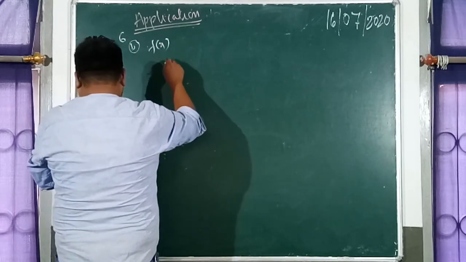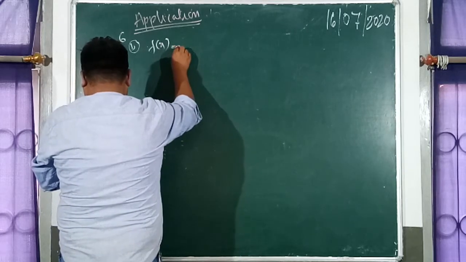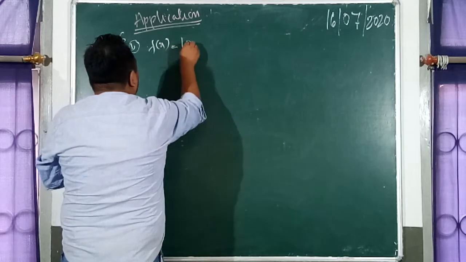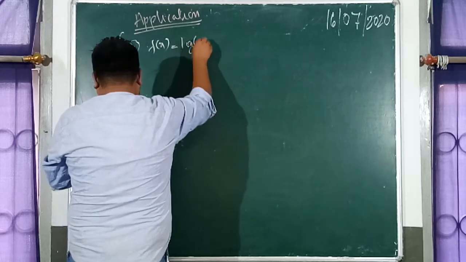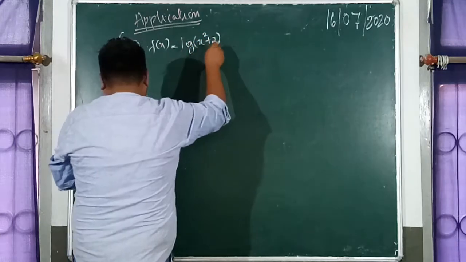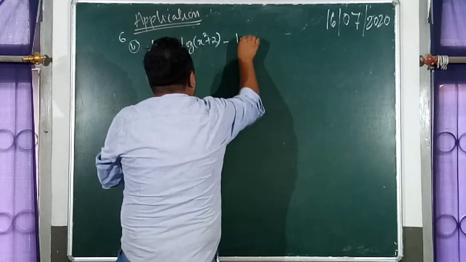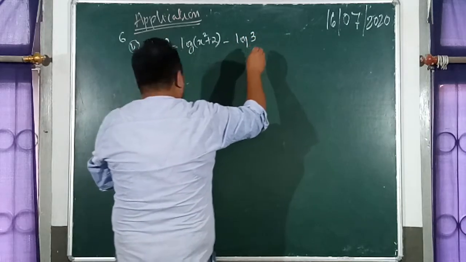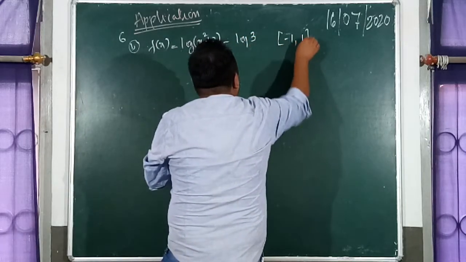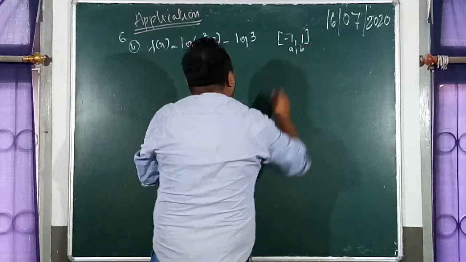fx equal to log open bracket x square plus 2 minus log 3 in the interval -1, 1. This is your A and this is your B.